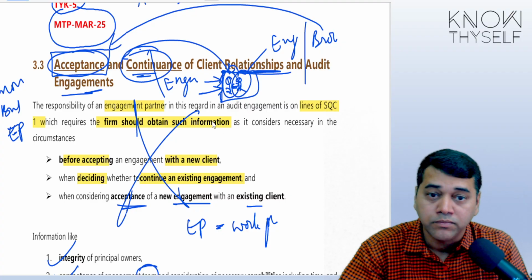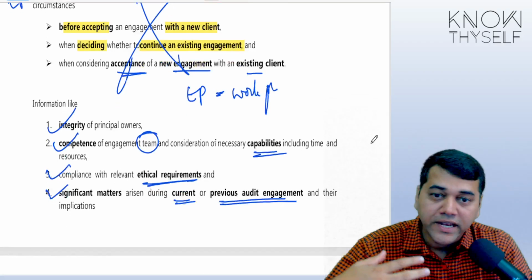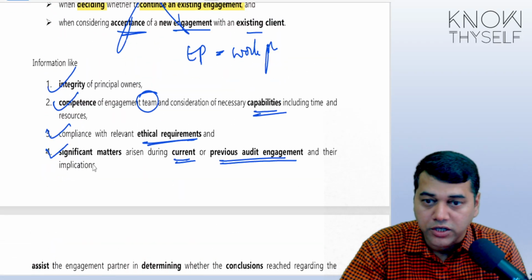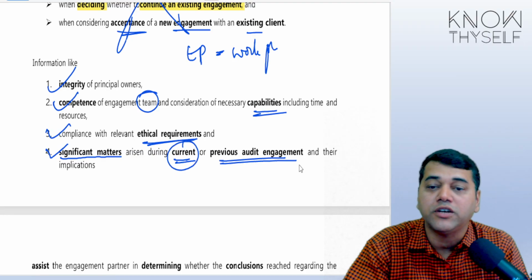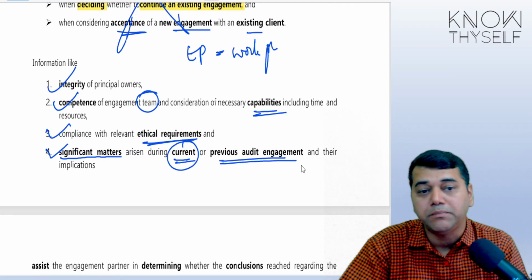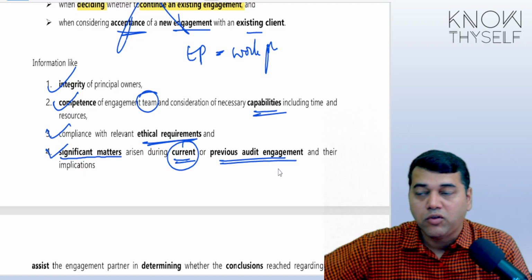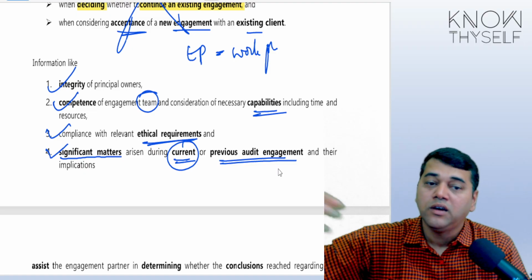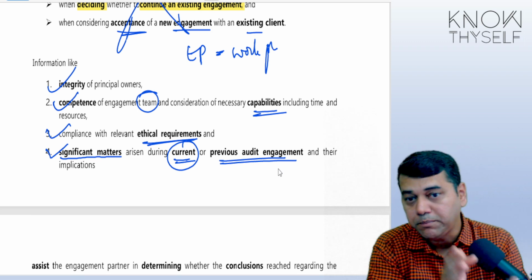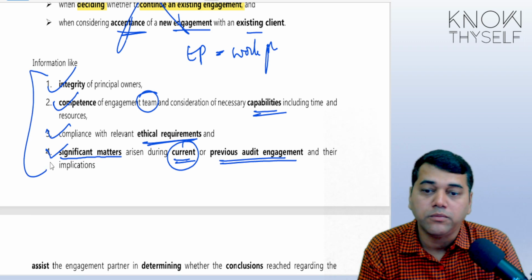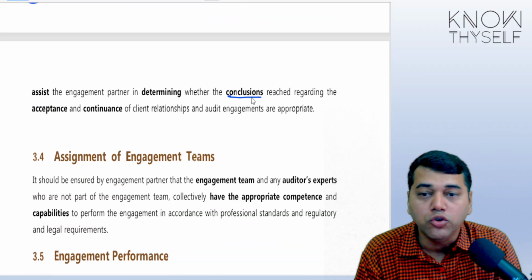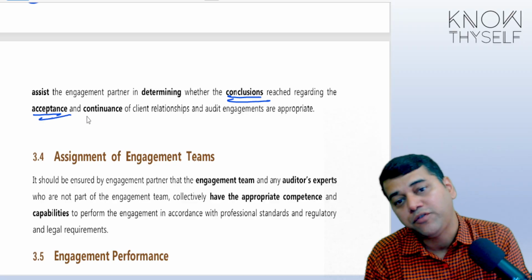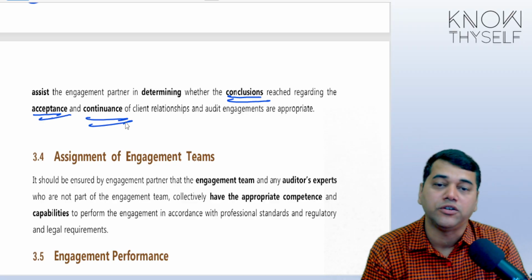Why did it break down? So now when an engagement partner is at the work location, he has to consider the significant matters during the current or the previous audit engagement and their implications, like what happened last year, what happened in our last visit, what type of issues happened, what implications came. So these four pieces of information they have to gather. Why? Because it will help you to conclude whether I should accept, and if you have already accepted, whether I should continue.